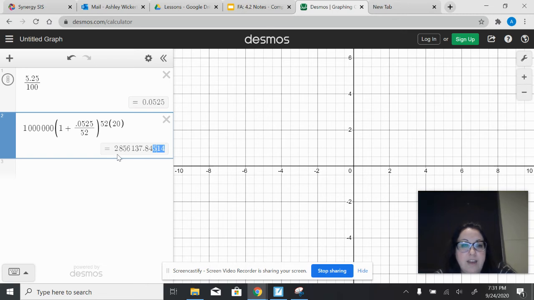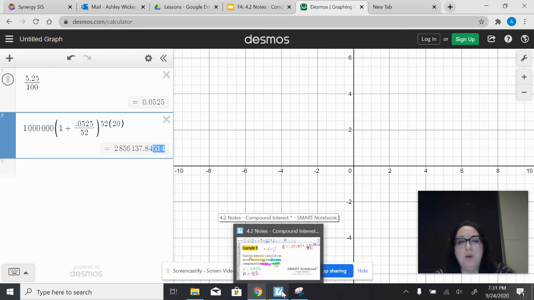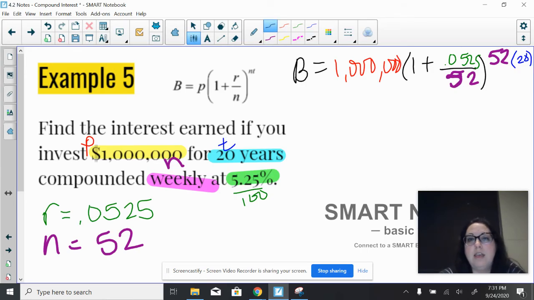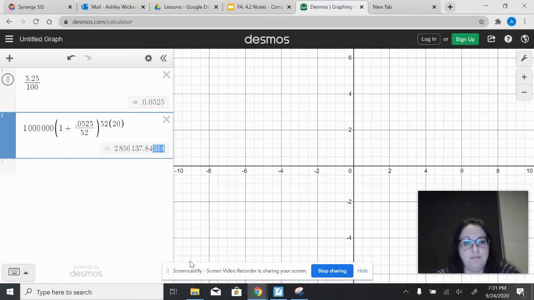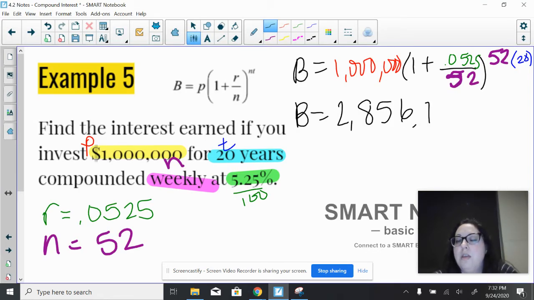Looks like this ending value is going to be $2,856,137, and then 0.845 is rounding up to 85 cents. So we're going to go ahead and plug that in as our ending balance. That's not what they asked us to find, but we're going to go ahead and write it down right now. And I forgot the ending value, 856,137, and I'm rounding that to 85 cents. 137 and 85 cents. Excellent. Okay, that's my ending account balance.